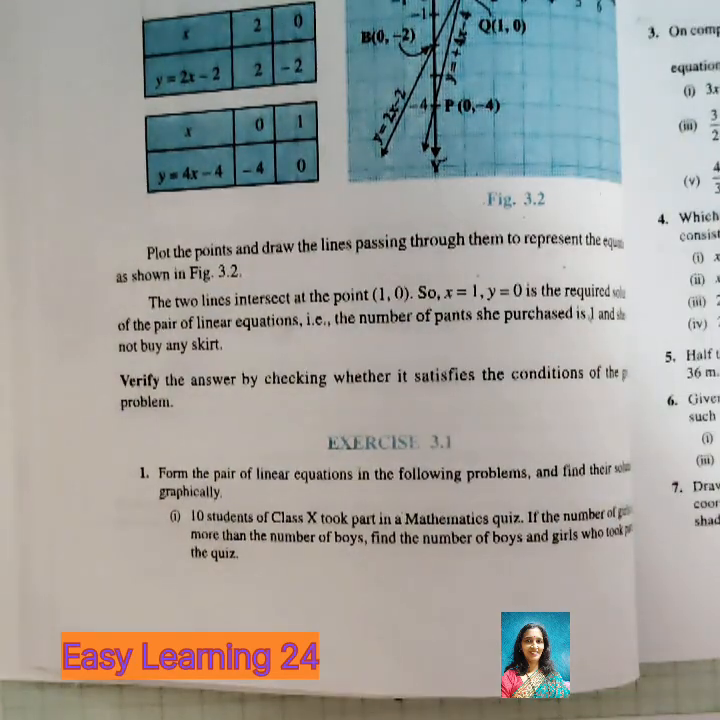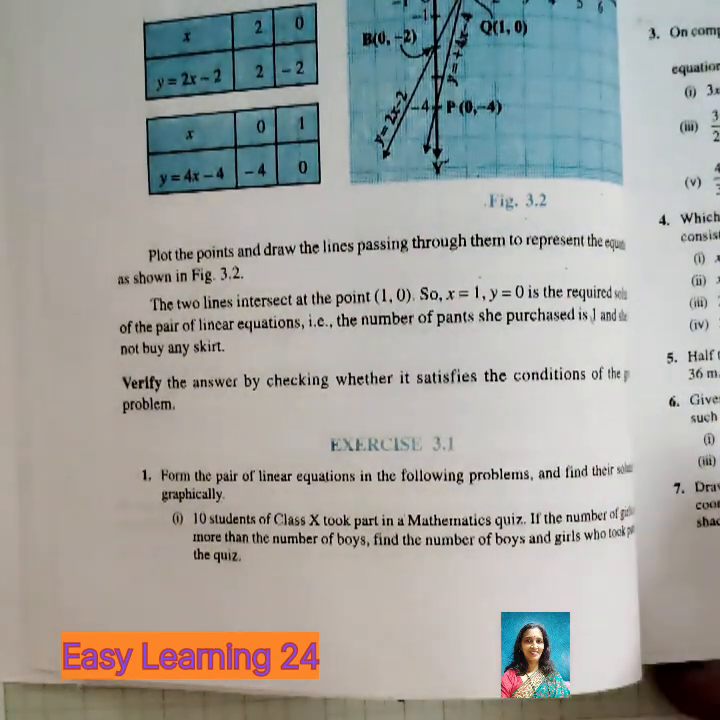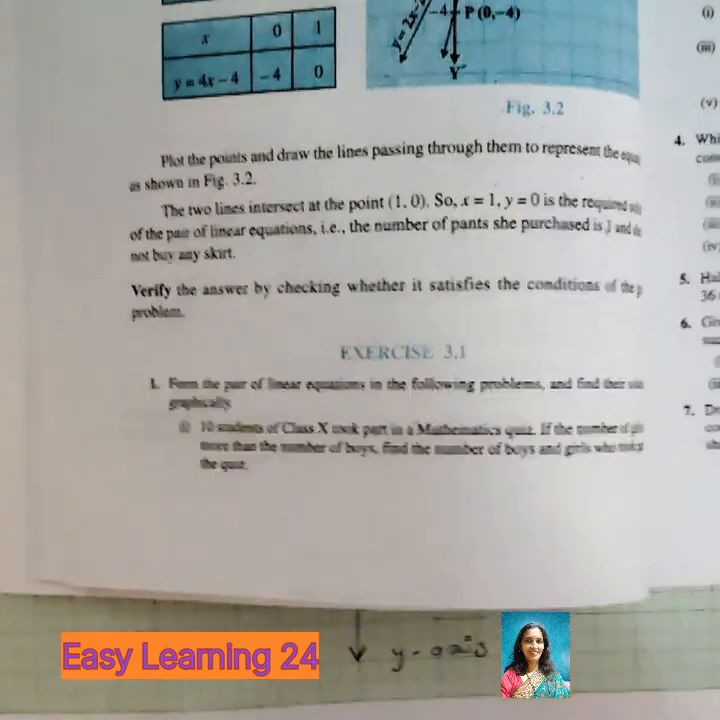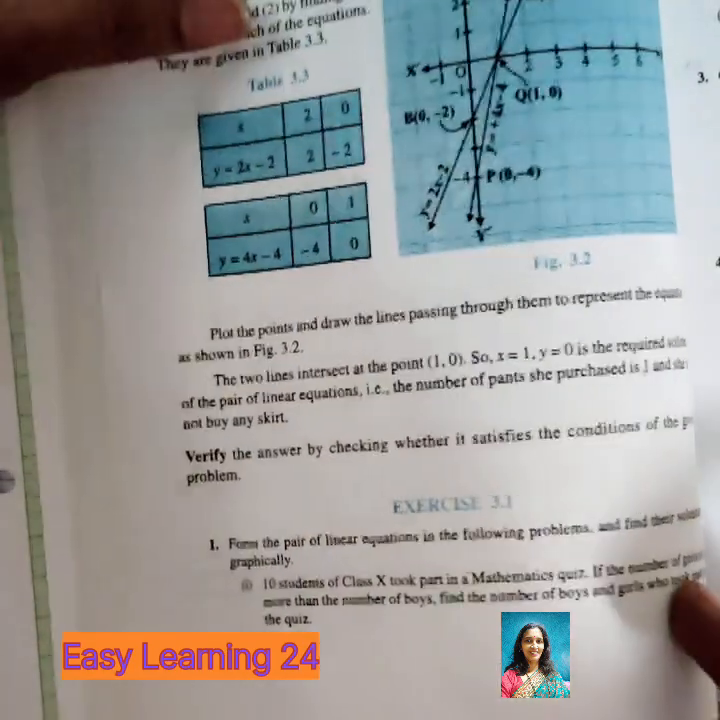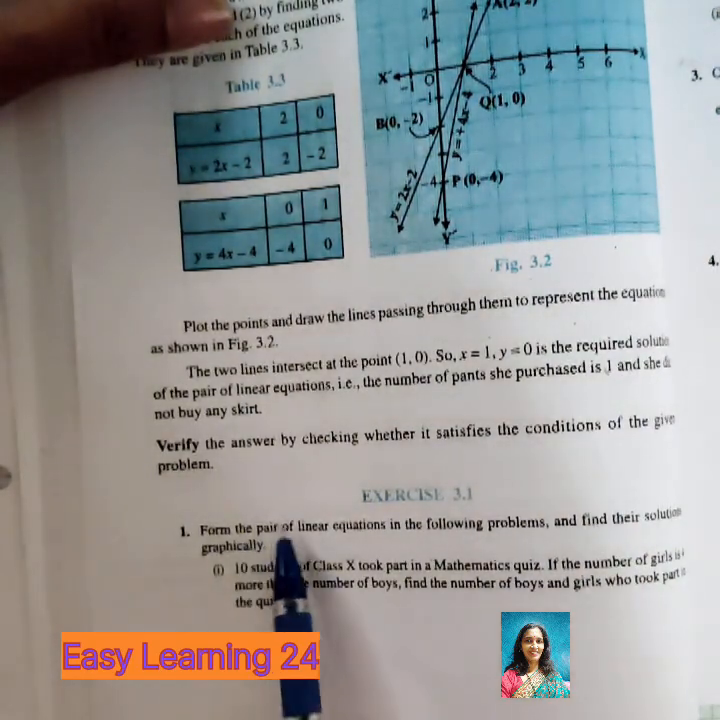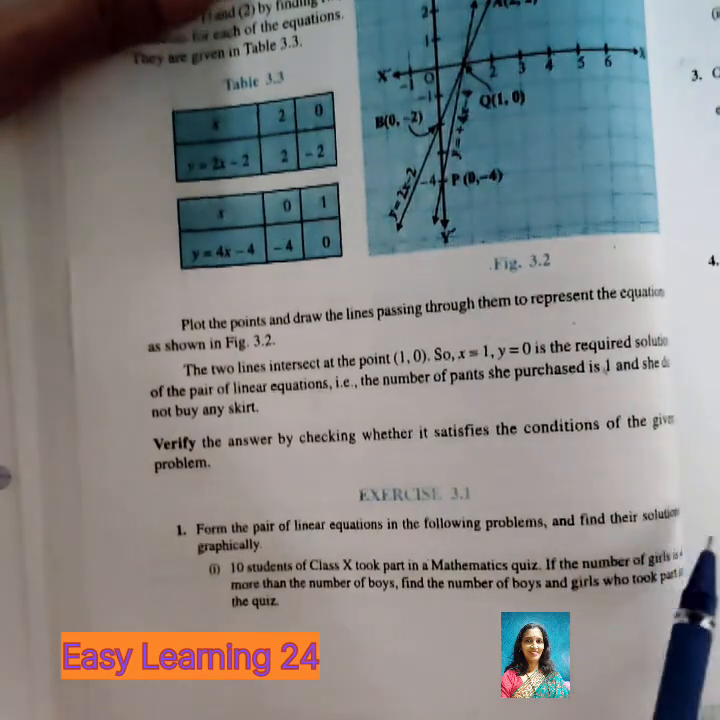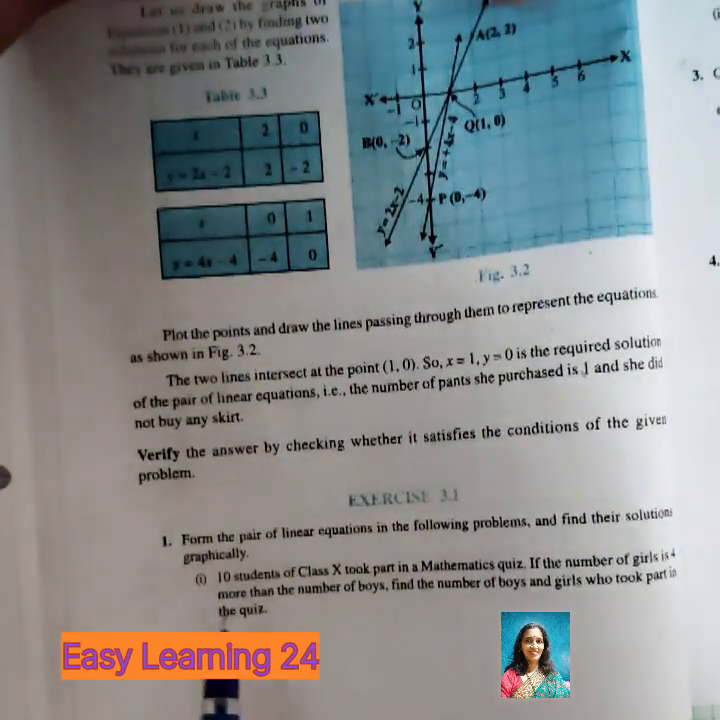Intersecting lines which have only one solution, coincident lines which are having infinite solutions, and parallel lines which have no solutions. So this is an exercise and we are going to solve this one. This is the first problem from the exercise number 3.1. Form the pair of linear equations in the following problems and find their solutions graphically. So we are going to find it graphically today.